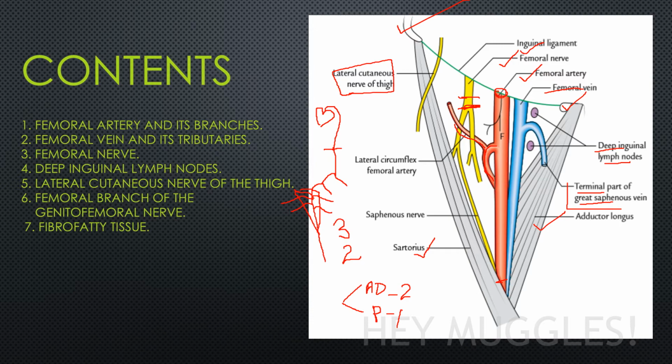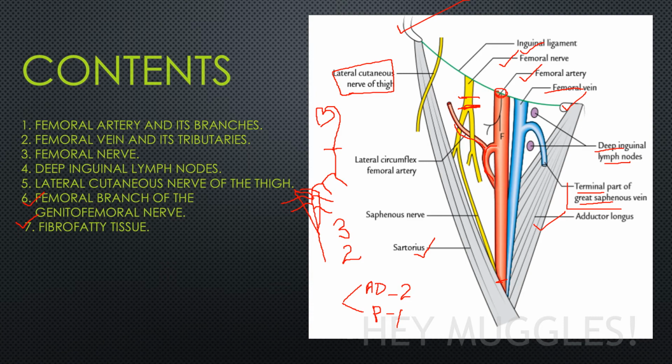Okay. And one thing more, there are two more contents of the femoral triangle apart from these main contents. We have the femoral branch of the genitofemoral nerve. It is not visible in this diagram. Femoral branch of genitofemoral nerve, and we have fibrofatty tissue, right? So I think this is all about the contents of your femoral triangle.